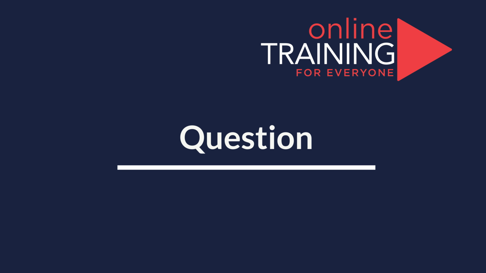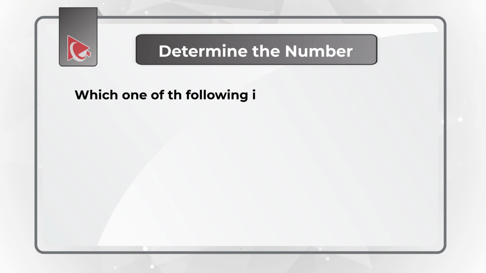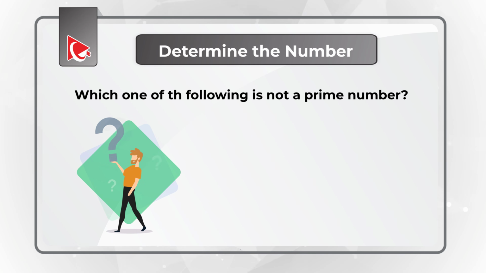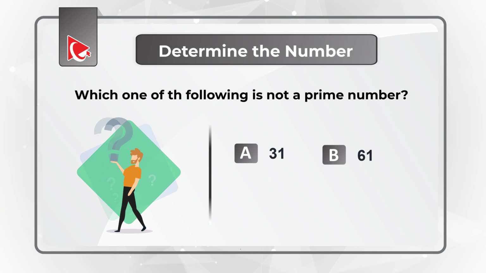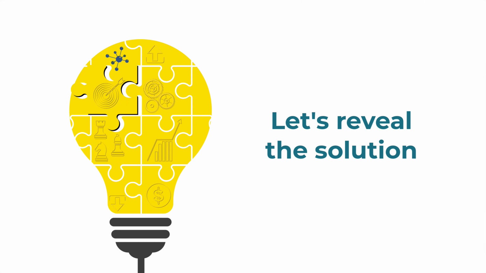Here's an interesting question where you're presented with a set of numbers and you need to determine which number is not a prime number. You have four different choices. Choice A, 31. Choice B, 61. Choice C, 71. And choice D, 91. Give yourself a little bit of time, maybe recall the definition of prime numbers, and see if you can come up with the solution.